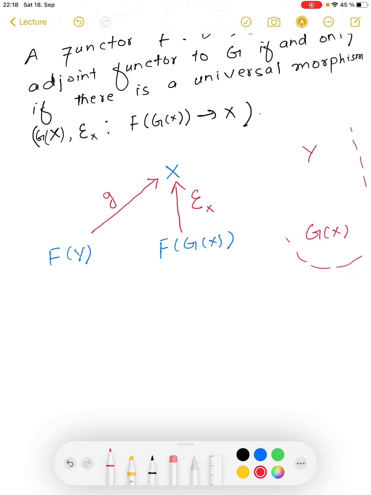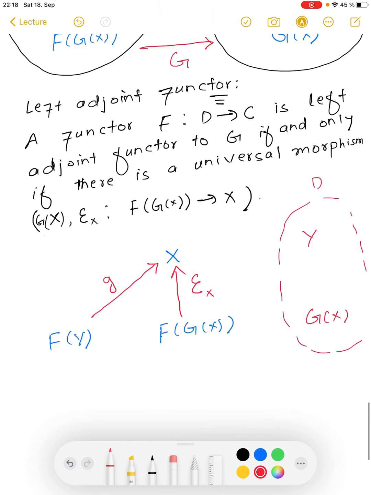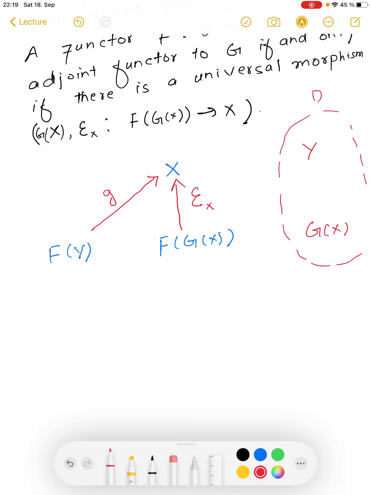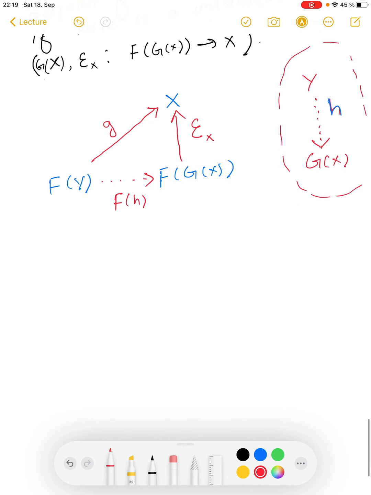In the D category, as you can see here, there must be a map from Y to G of X. Let me call this H. Let me label it with a different color. So this is from Y to G X, so when the functor F acts on this map, it will come here, and this H will become F of H. And this diagram will commute, which means G will become equal to epsilon X after F of H.